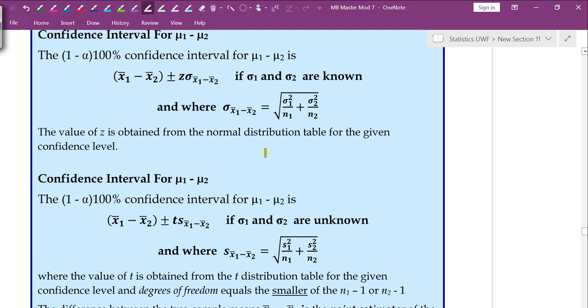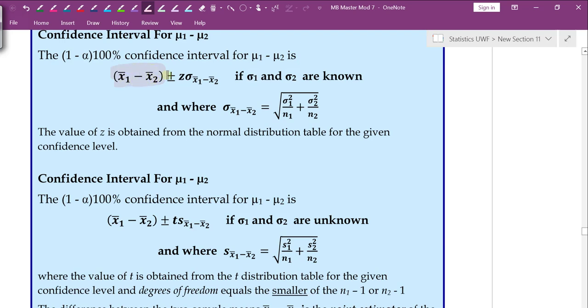Okay, confidence intervals for the difference of mu1 minus mu2. To calculate a 1 minus alpha confidence interval, like 95%, so alpha would be 5%, 1 minus 5, a confidence interval for the difference of mu1 minus mu2 is calculated as follows. Here is your point estimate right here. Your point estimate is x bar 1 minus x bar 2.